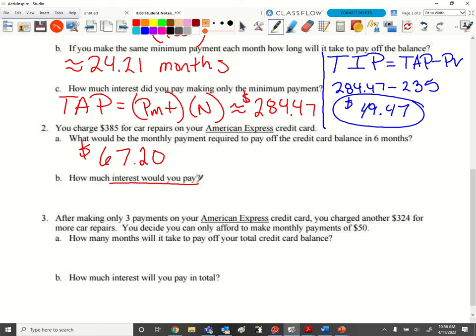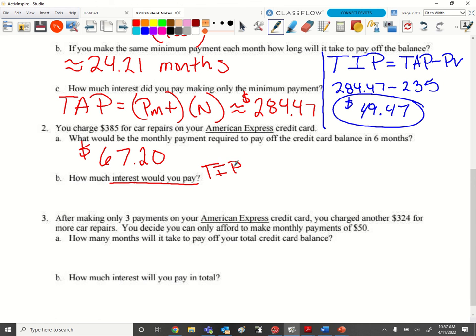Times what does the N represent? Number of months or number of payments, right? And what's the N? Nope. What's the N on this problem? 6. 6 months. That's how many payments I'm going to make. So it's my monthly payment times 6, right? So this right here is my payment amount, right? So this right here is looking for my TIP.